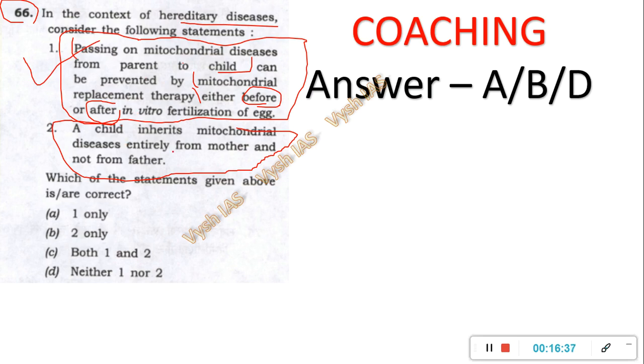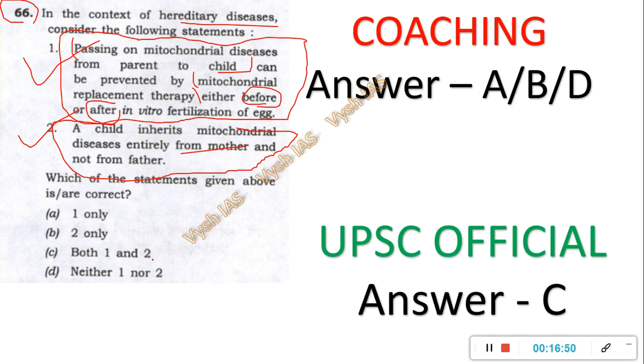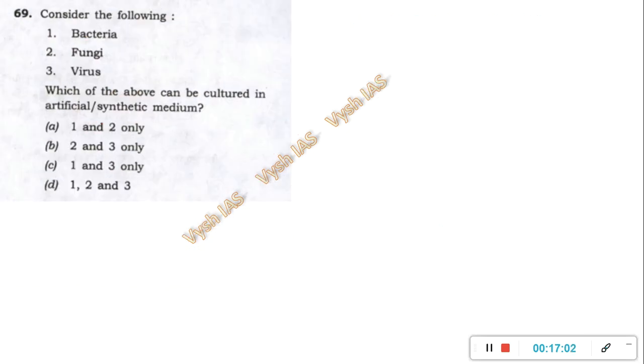And here entirely from the mother only you get this. But at that time there was a news article saying even from the father it can go. Such research is going on. So that is why the confusion was there. But when the answer came, it is C, both 1 and 2. It's only from the mother that mitochondrial disease goes, and the IVF treatment you can do before or after the IVF of the egg. So again with pictures I'll explain one more time in the next video.